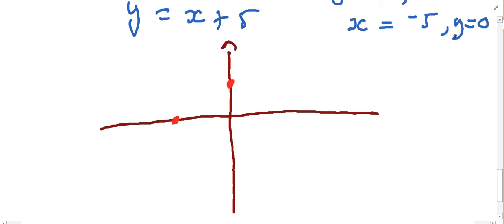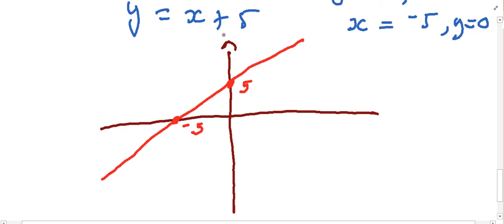We know that y is 0 on the x-axis, and x is 0 on the y-axis. So if we were to sketch that graph, it would look like that. Make sure that you indicate these coordinates, which are -5 and also 5. Please make sure that you indicate those points, because if you don't indicate those points, you are going to be penalized.